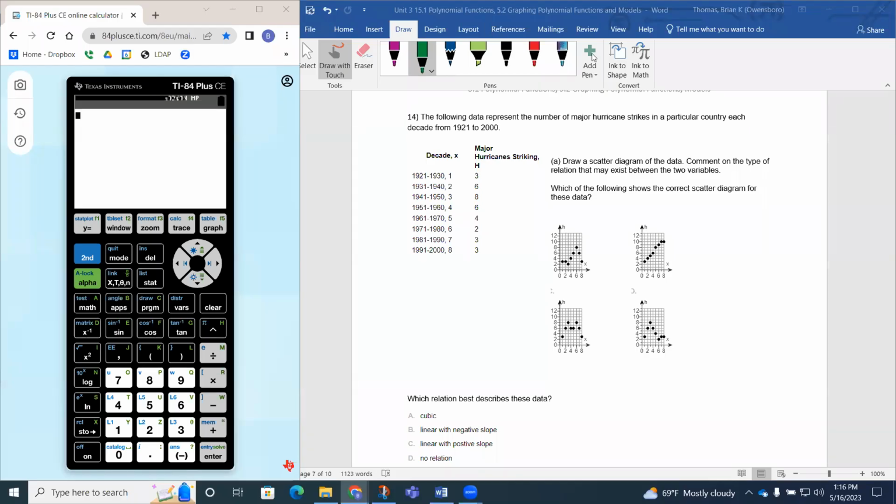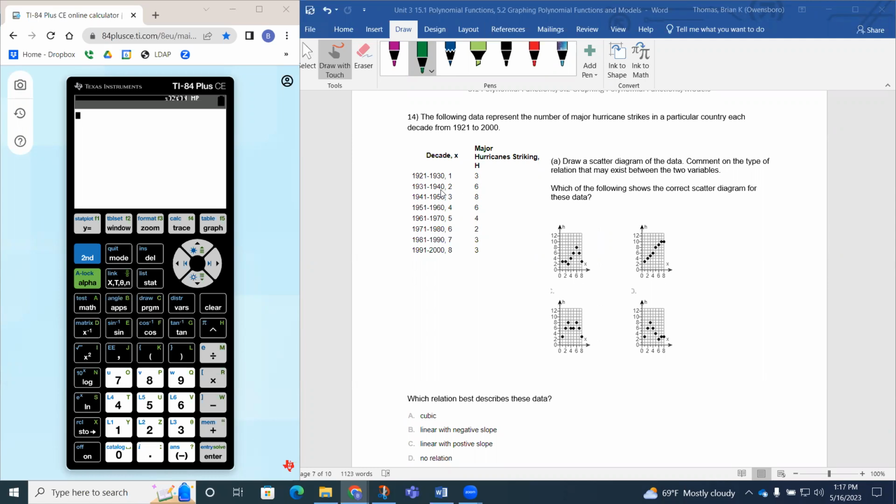So question 14 says the following data represents the number of major hurricane strikes in a particular country each decade from 1921 to 2000. So we have 1921 to 1930, that's a decade. They're going to let X be 1 for the first decade, if you will. And there were 3 hurricane strikes in that country.